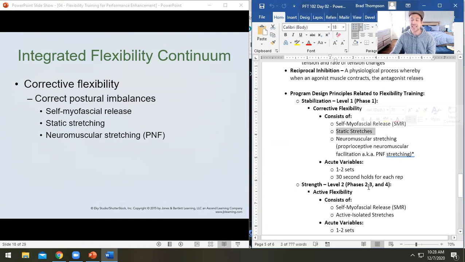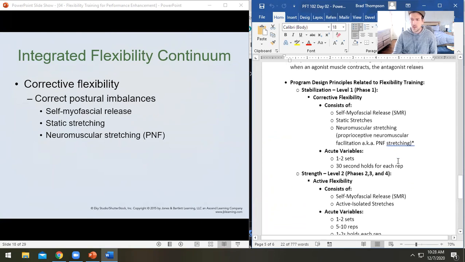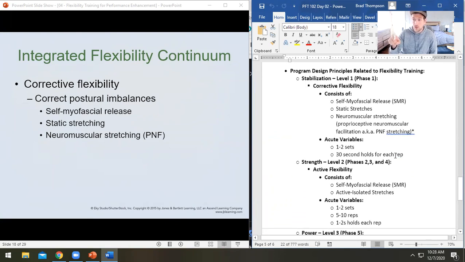Also, static stretches. Static stretches are what people think of when they think of stretching, right? They're the long 30-second holds. Boom, hold it, count for 30 seconds, 30 seconds later, that muscle relaxes. Static stretches and self-myofascial release are both taking advantage of autogenic inhibition. They're doing it in slightly different ways. Self-myofascial release is poking a Golgi tendon organ. That causes the muscle spindle to relax. Static stretches are pulling on a Golgi tendon organ. That causes a muscle spindle to relax.